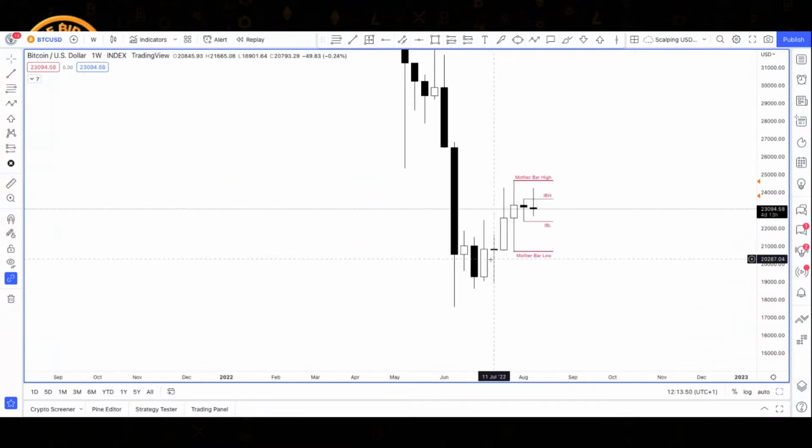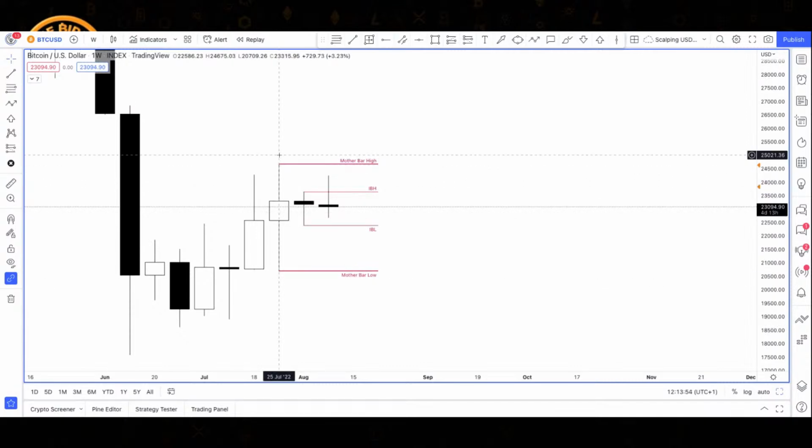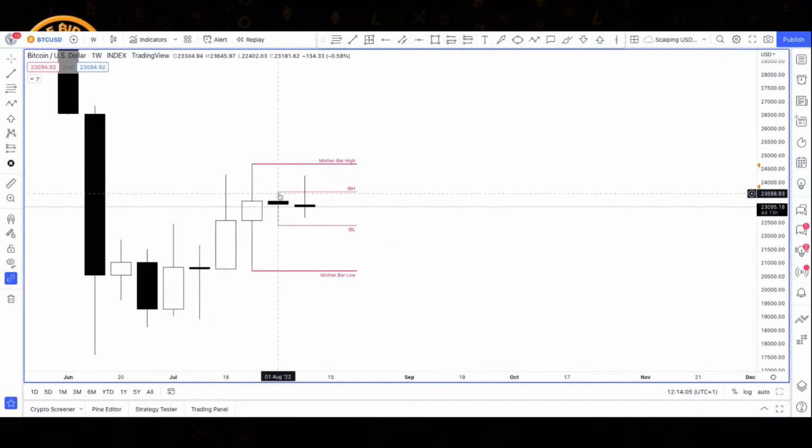Now, what we can see here on a weekly scale is, as we just discussed, this is our mother bar. Here's the mother bar high and the low. That forms our larger range. Here's the inside bar high and low, which forms our smaller inner range. As soon as that candle closed, that's when this comes into play.